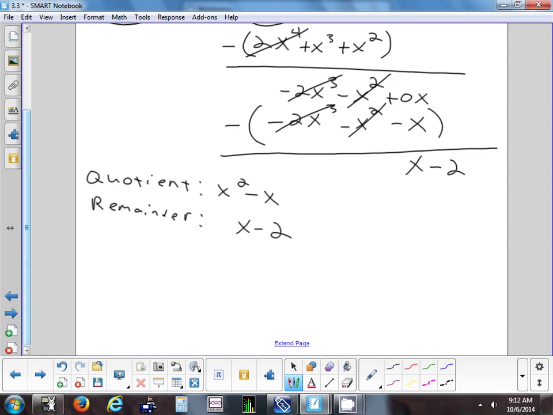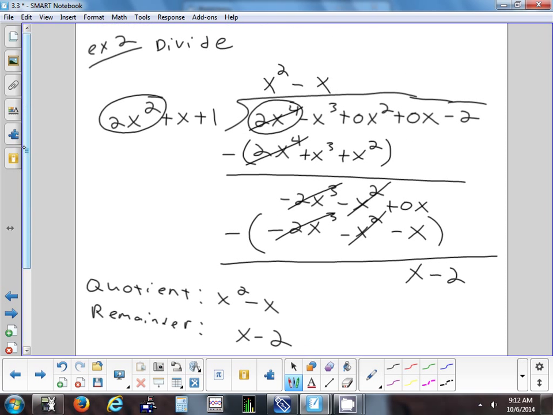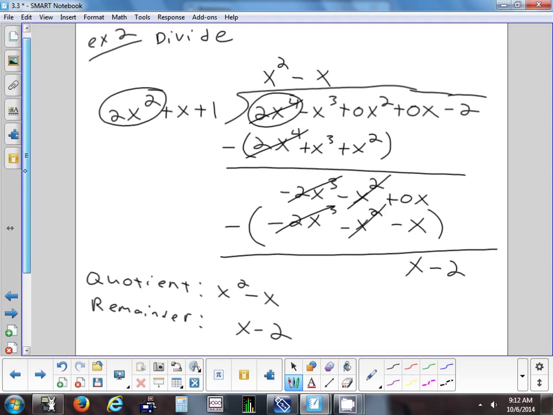Hey, any question on that? So x squared minus x. So you're basically saying 2x squared plus x plus 1 is not a factor of 2x to the fourth. Yeah, in this case, the divisor is not a factor of the dividend because it didn't go in evenly.